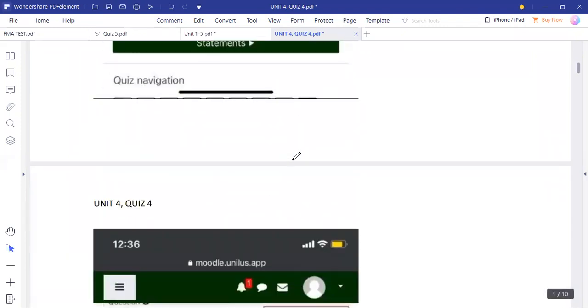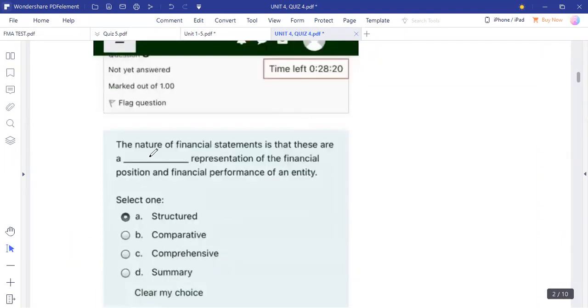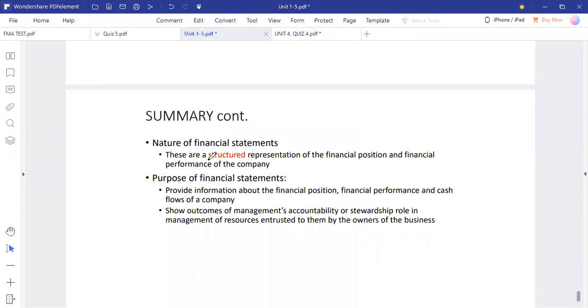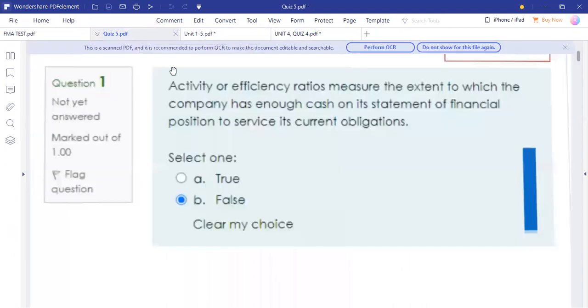So net profit, when you're taking it from our trading account, when it comes to the balance sheet, it's part of equity. Next question is, the nature of the financial statements is that these are a dash representation of the financial position and the financial performance of an entity. They are a structured representation of what? The financial position of the company. All right.